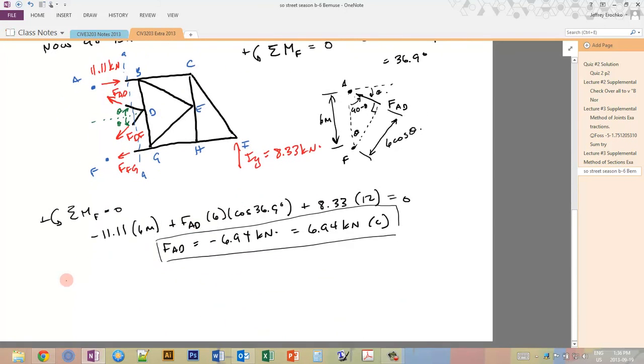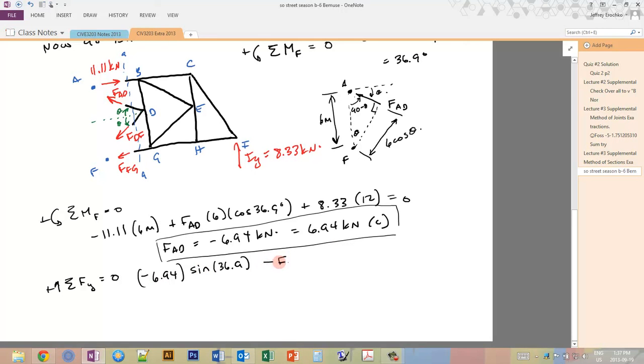Then the rest of the truss is trivial. We do sum Fy equals 0. So we get negative 6.94 times, this time, the sine of 36.9. Okay, so that's FAD. In our drawing, FAD goes up, which means that it's positive. But if we assume that it's positive, the sign of the value is negative. So that's why I put a negative in here. Alternatively, we could switch that arrow around because we know it's in compression and just say this goes down, therefore it's negative, therefore we get negative 6.94.